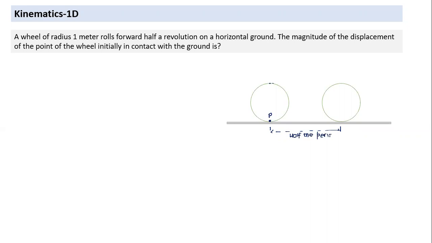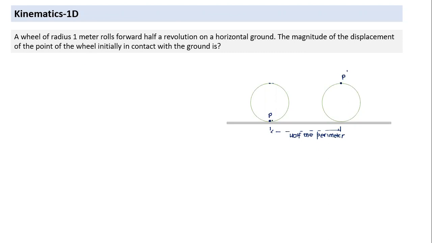Now, what do we have to find? Magnitude of displacement. As it keeps rolling, this particle will keep going. When it completes half the revolution, the point which was at the top has come to the bottom, and the point which is at the bottom should have come to the top. So where will be the final position of P? P dash will come here. This is the final position.